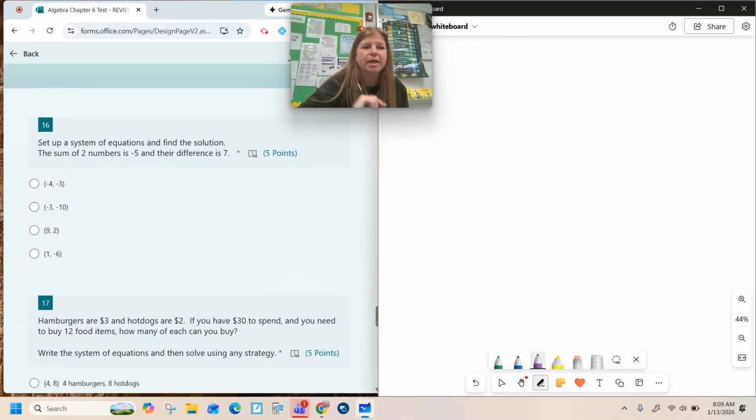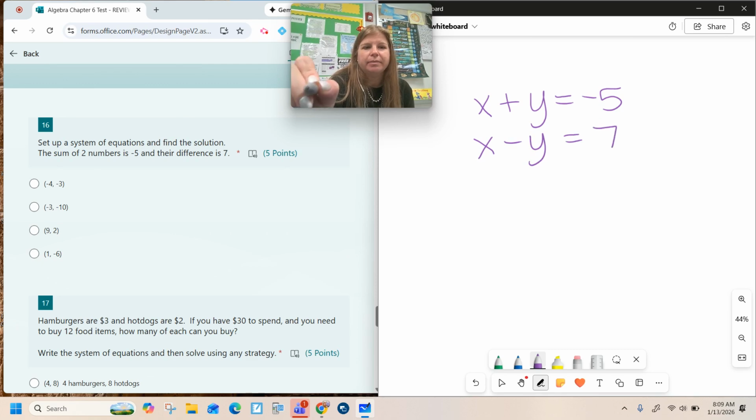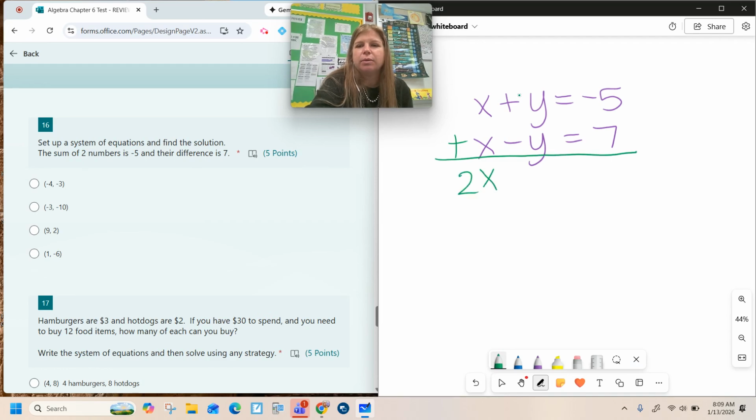Number 16, set up a system of equations and find the solution. It says the sum of two numbers is negative 5. So x plus y equals negative 5. And their difference means to subtract, so x minus y equals 7. I need to solve this, and it doesn't say to solve by graphing, substitution, or elimination. I could do whatever I want. And when I look at this immediately, I'm like, this is elimination. This is so simple, because if I add them up, x plus x is 2x, y plus negative y, eliminated. Negative 5 plus 7 is 2. Divide both sides by 2, I get x equals 1.